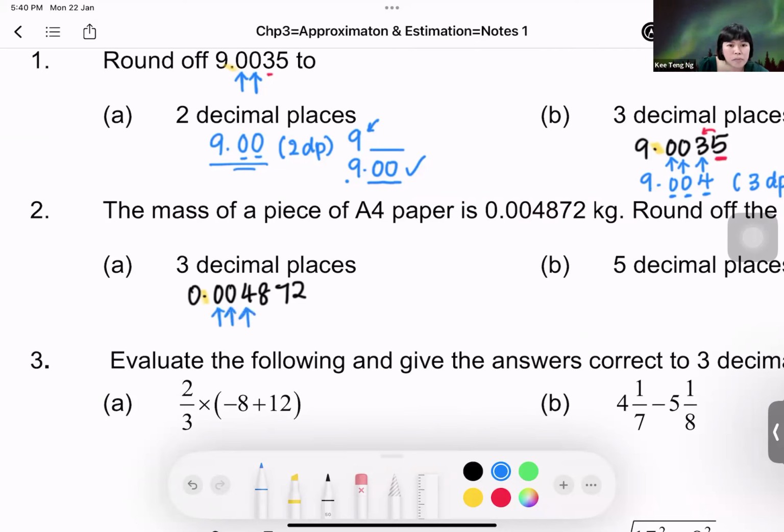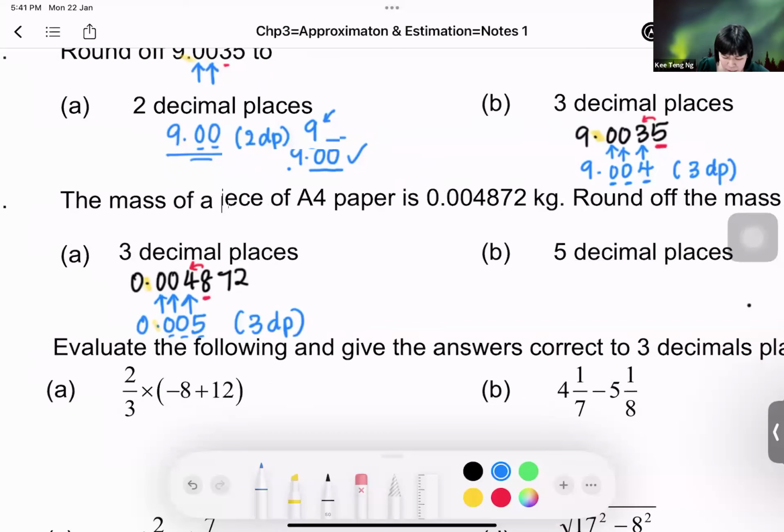So with that, the number after my third decimal place will be the number 8, and I need to round this up, okay? And this number will become 0.005. And let me count my decimal places. So this is the decimal. So my decimal places 1, 2, 3. So this will be accurate to 3 decimal places.